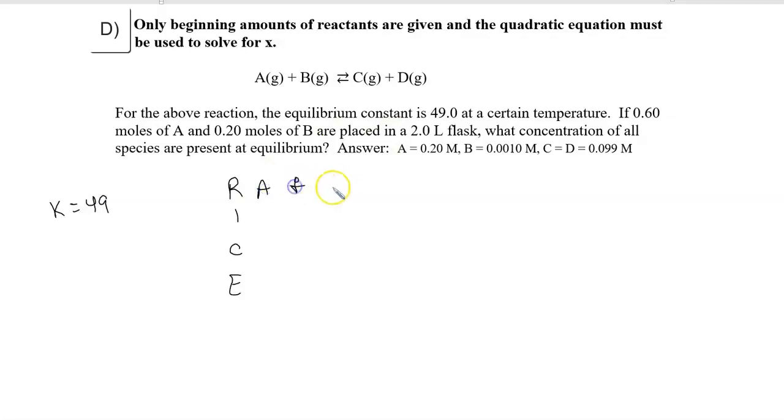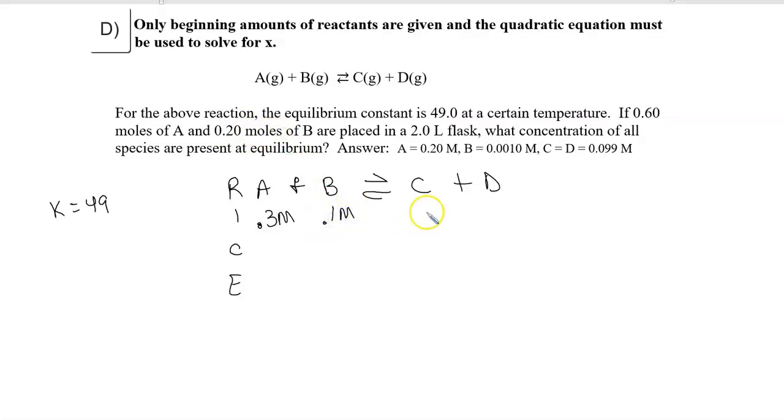We have A plus B making C plus D. It says you start out with 0.6 moles. Uh-oh, we can't use moles. It's got to be in molarity, so we're going to divide by the liters. 0.6 divided by 2 liters is 0.3 molar. And for B, it says 0.2 moles divided by 2 liters is 0.1 molarity.